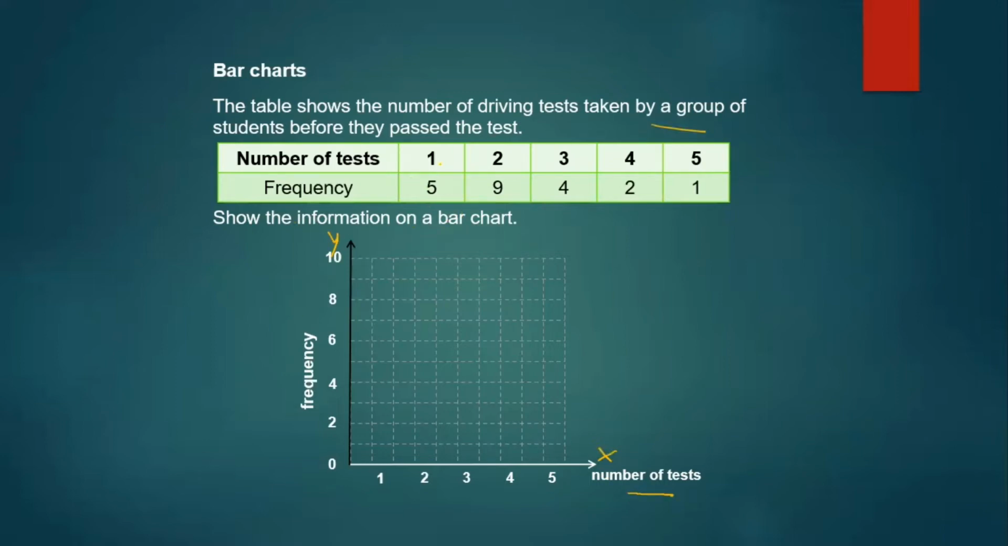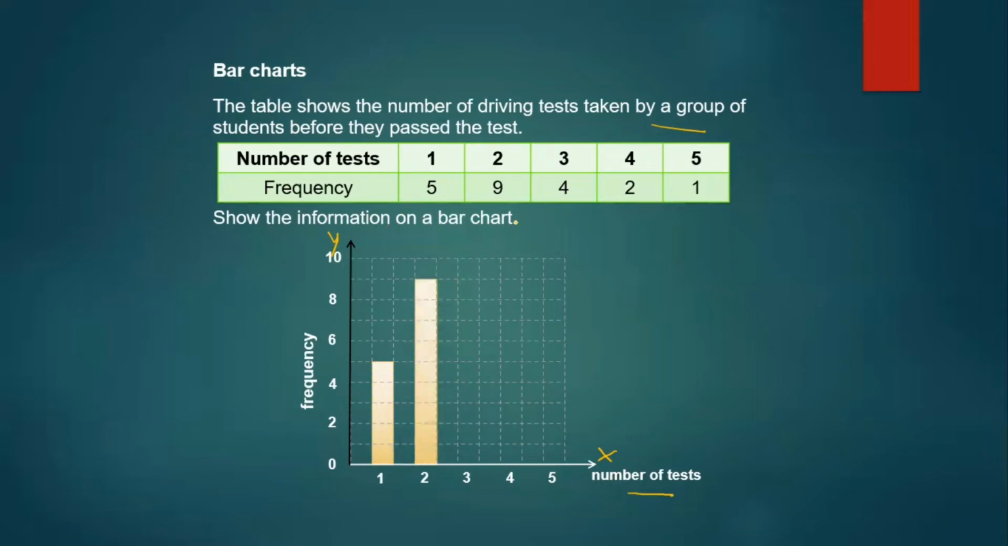So 5 students took one test, 9 students took two tests, 4 students took three tests, 2 students took four tests, and 1 student took five tests. So number of tests we are going to plot against x-axis. So for one test, the students are 5. So we show a vertical bar or a rectangle at 1, and the gaps between the rectangles are equal here.